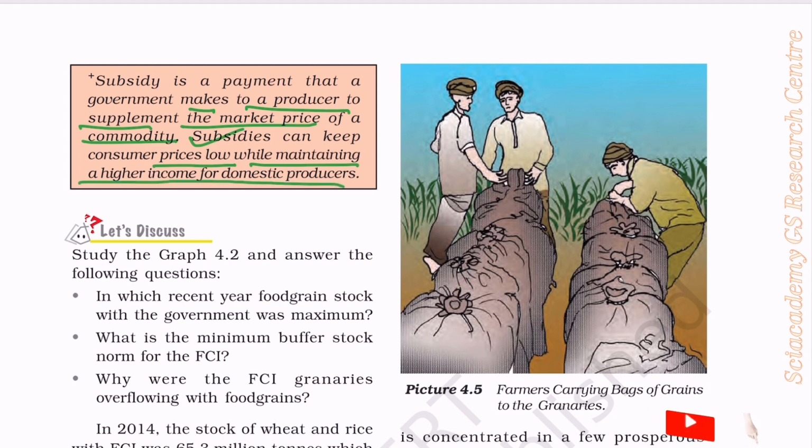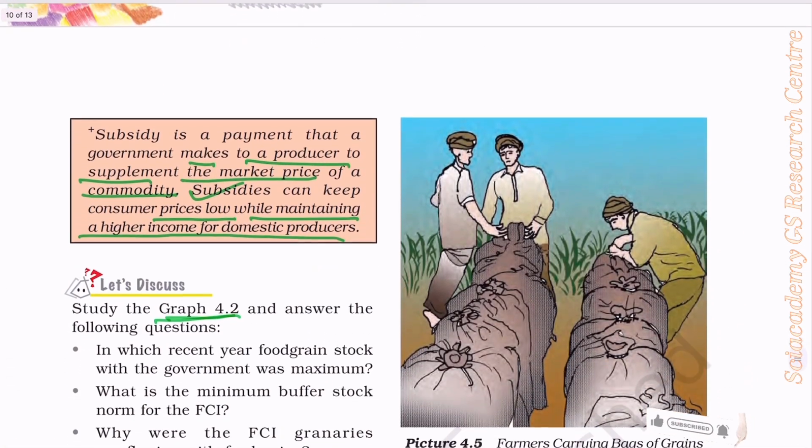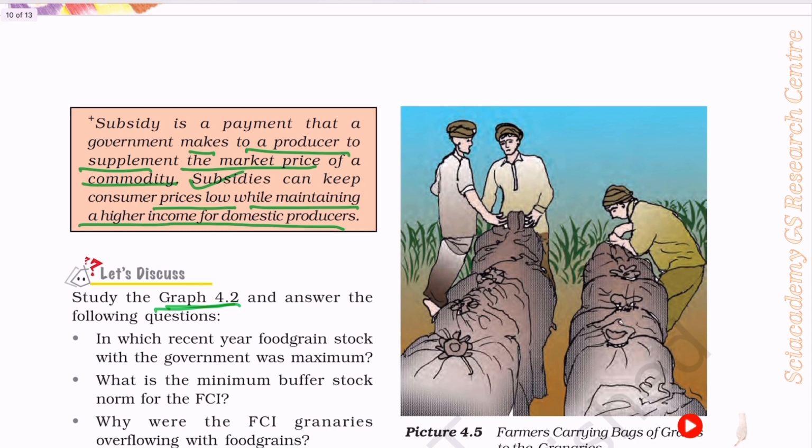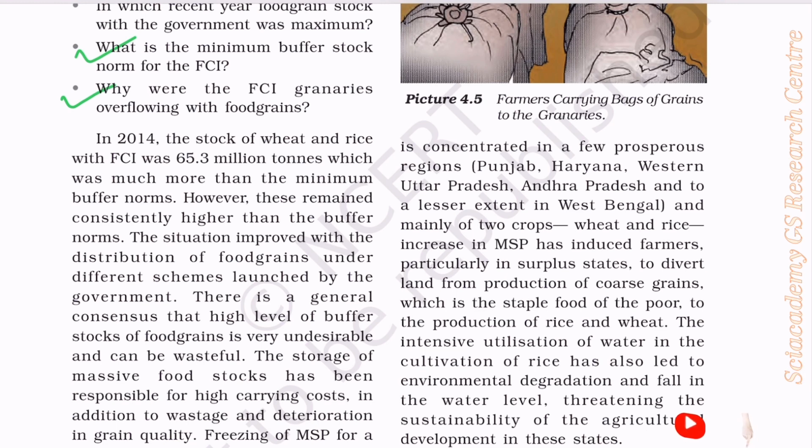Let's discuss. Study the graph 4.2 and answer the following questions. In which recent year was the food grain stock with the government maximum? What is the minimum buffer stock norm for the FCI? Why were the FCI granaries overflowing with food grains? In 2014, the stock of wheat and rice with FCI was 65.3 million tons, which was much more than the minimum buffer norms. However, these remained consistently higher than the buffer norms.